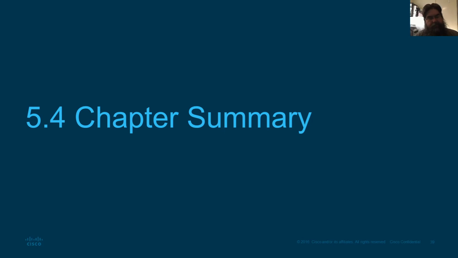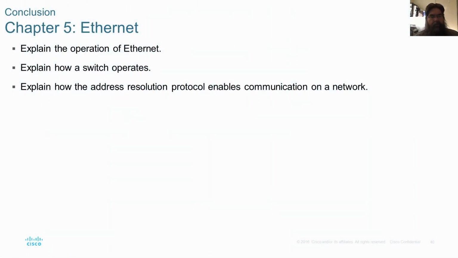So in this chapter we explained the Ethernet operation, the switching functions available to us, and how we dynamically match layer 2 and layer 3 addresses so that communication occurs over a network.